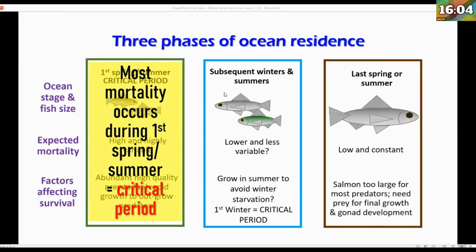And then finally, there's the last spring and summer. At this stage, the salmon are quite large, too large for most predators. Mortality is low, more or less constant, but they do need prey for final growth and gonad development. And the reason I put these 3 phases on is that most of the time that salmon spend in the ocean, which can be in extreme cases 5, 6, 7 years, is in the subsequent summers and winters. And I broke off the last spring or summer in the ocean just because we have a good sense of where individual stocks of salmon are at that time.